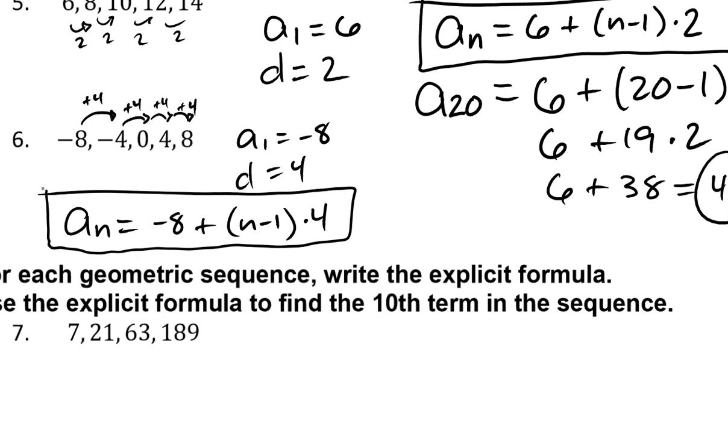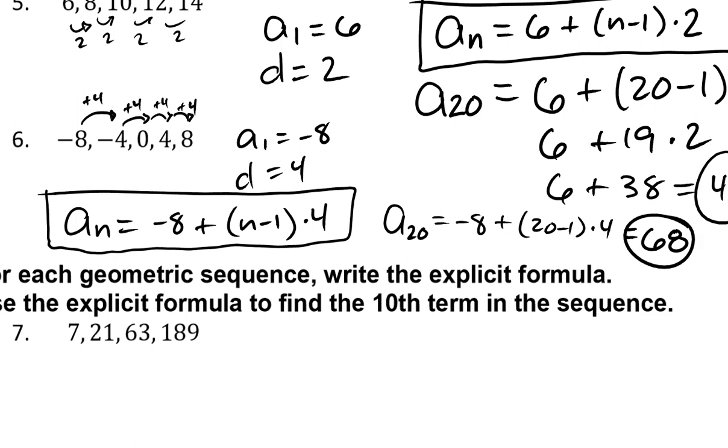Now I just need to find out what it is at the 20th term. That was the second part of the question. So I'm looking at a sub 20. And a sub 20 will equal negative 8 plus, again, the 20 minus 1 times my common difference of 4. So I'm looking at 19 times 4, which is 76, and to that I'm going to add a negative 8, and that brings me at positive 68. So here is the 20th term, and above that I have the explicit formula.